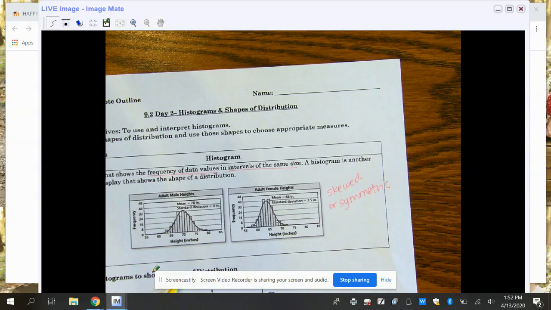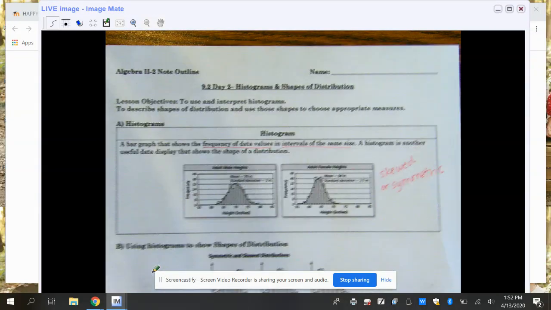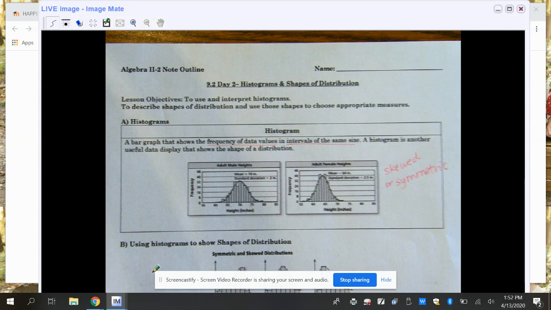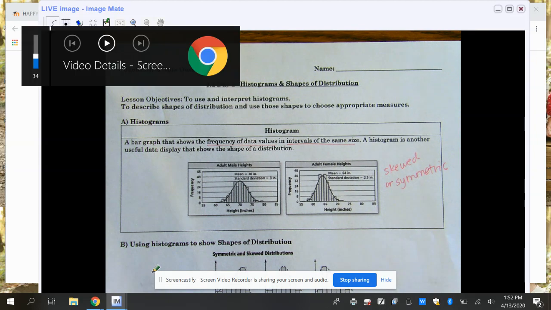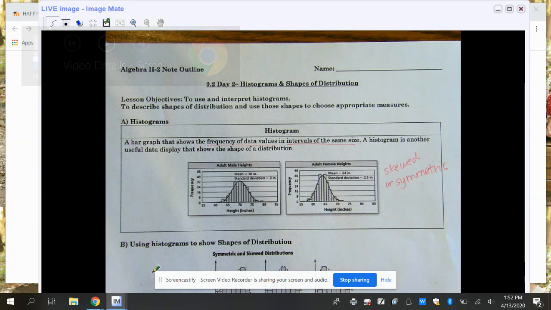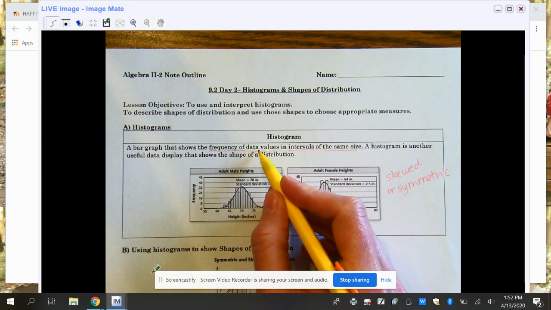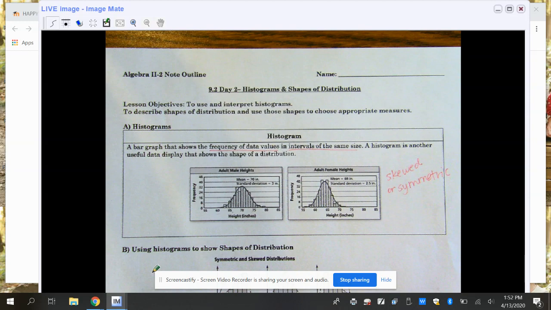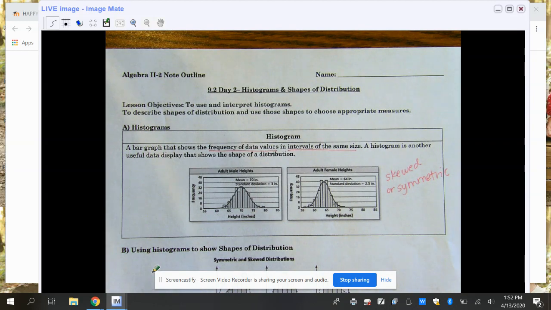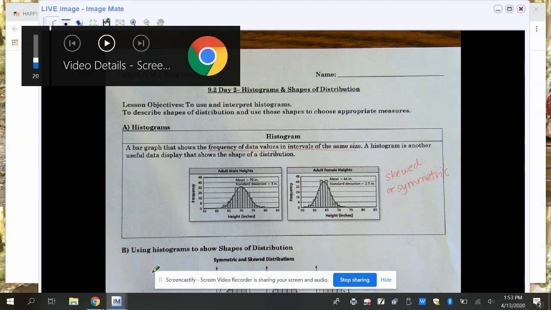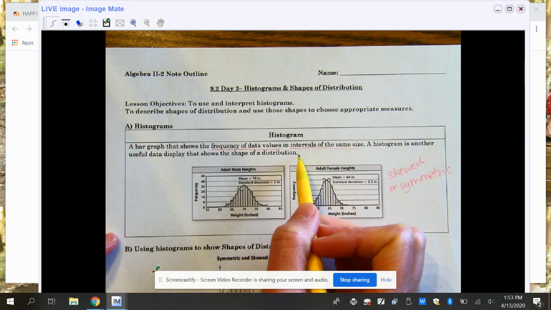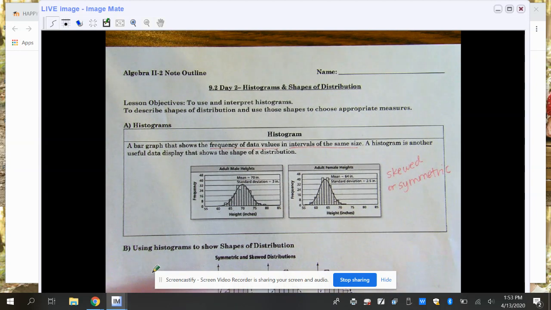All right, so today we're going to talk more about how to display data. We're going to talk about something called a histogram. A histogram is a bar graph looking chart that shows frequency of data values in intervals of the same size. And just like a box and whisker plot, histograms are really helpful when you want to show the shape of a distribution. Remember, shape means is it skewed or is it symmetric?